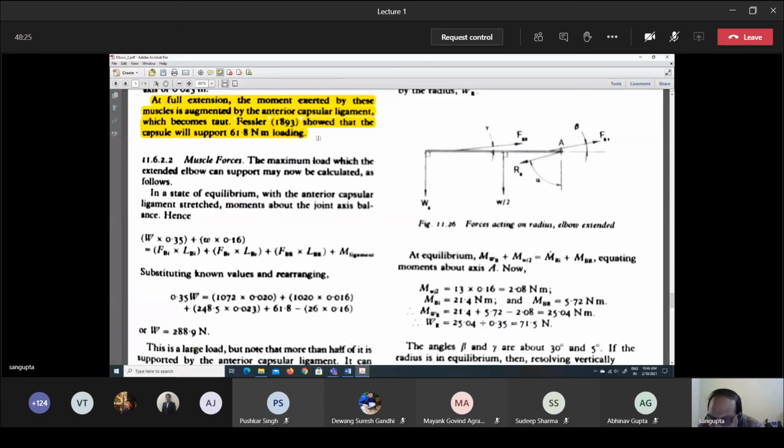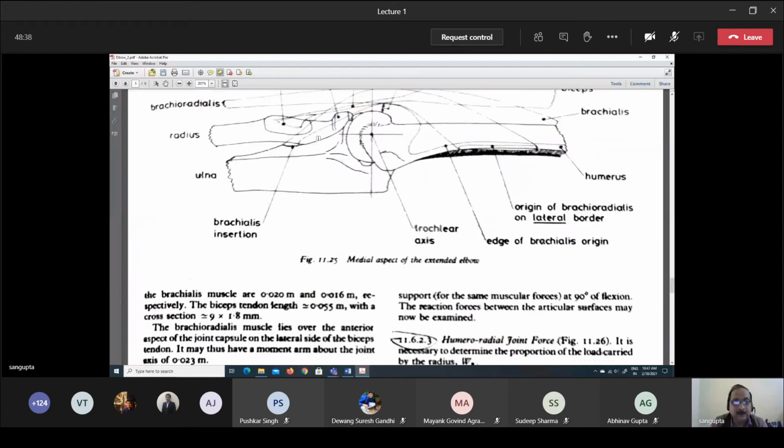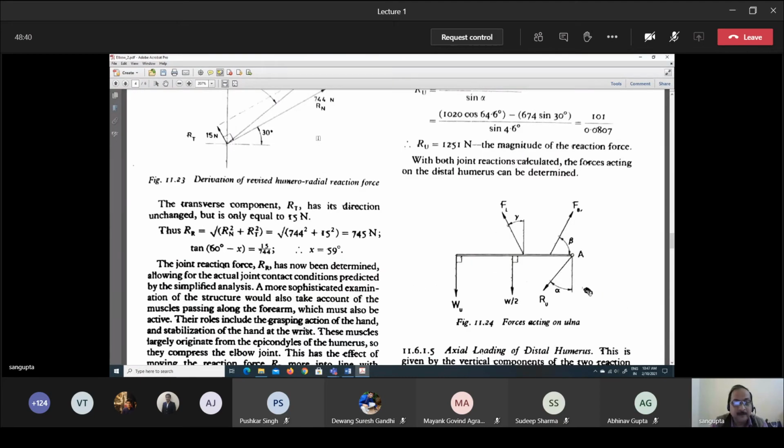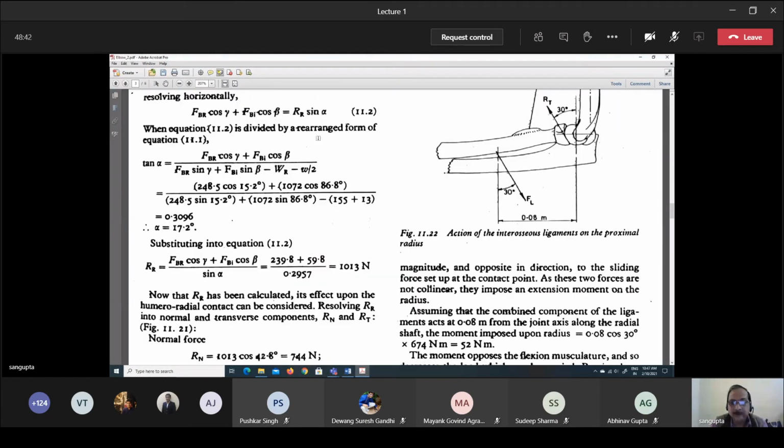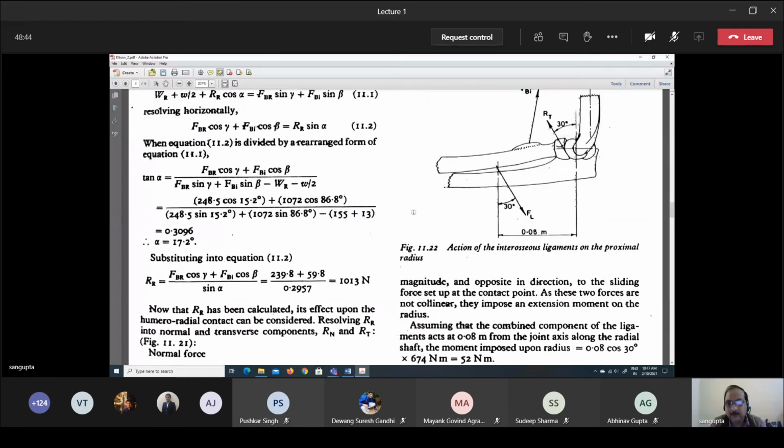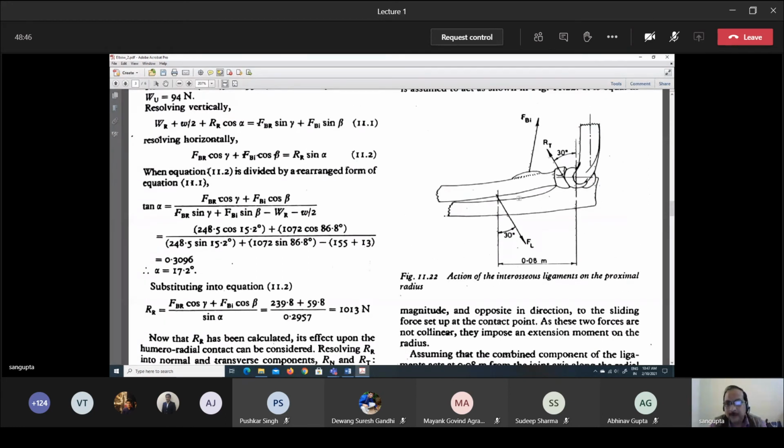Now, if I look back at 11.22, the action of the interosseous ligament. If I go to page 94, here in the picture 11.22, you can see the action of the ligament on the proximal radius.